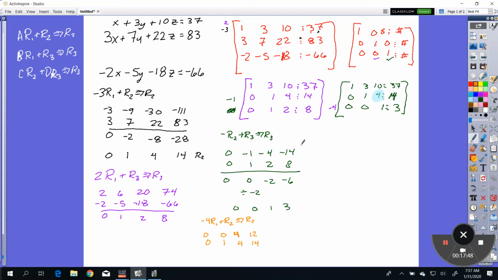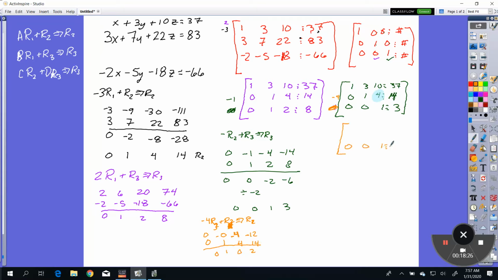Now I'm supposed to multiply that by a negative 4. And I wrote that wrong. That's supposed to be row 2 to row 3. Negative 4 times row 3 plus row 2 makes a new row 2. So there's what I did. So now when I add those together, 0 plus 1 is 1, negative 4 plus 4 is 0, negative 12 plus 14 is 2. So this is what I'm looking at now.